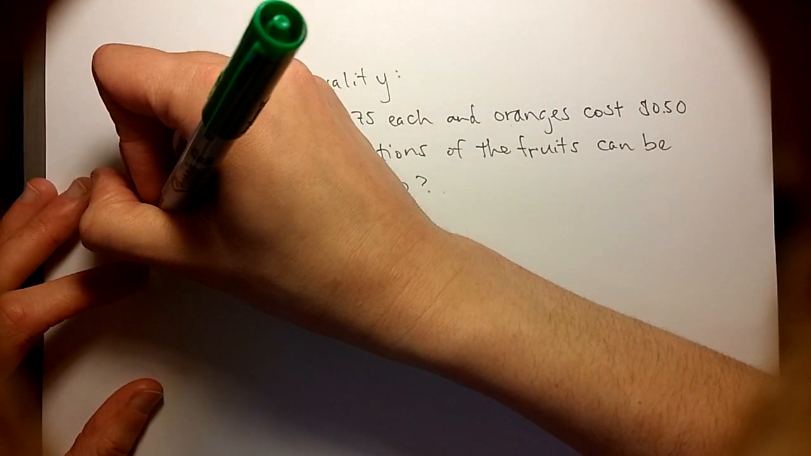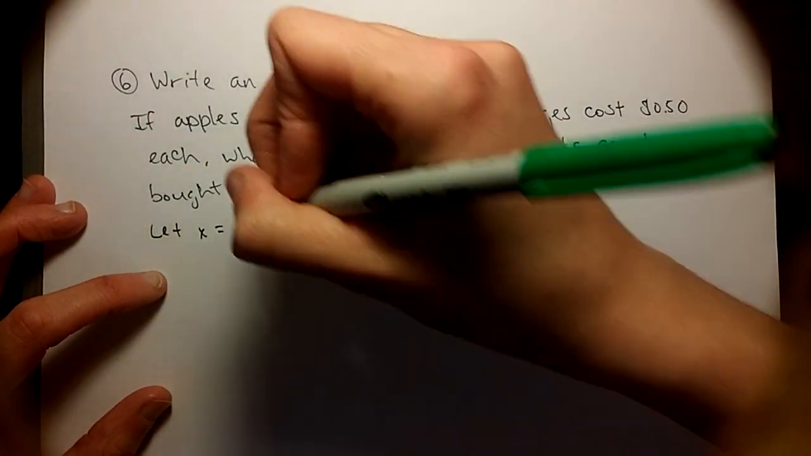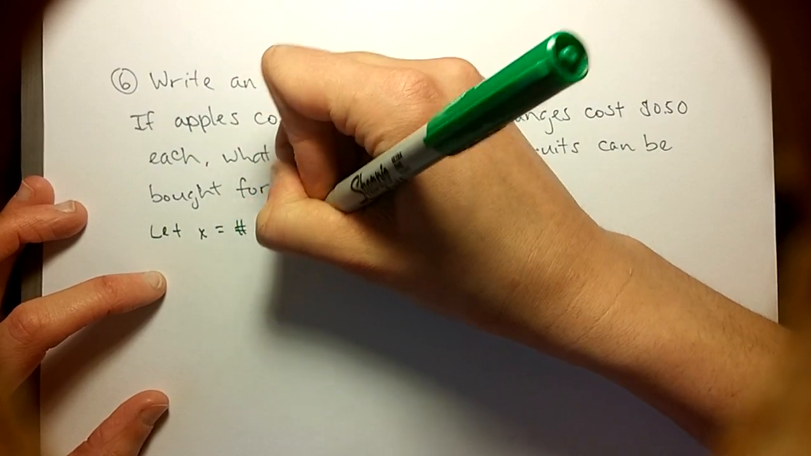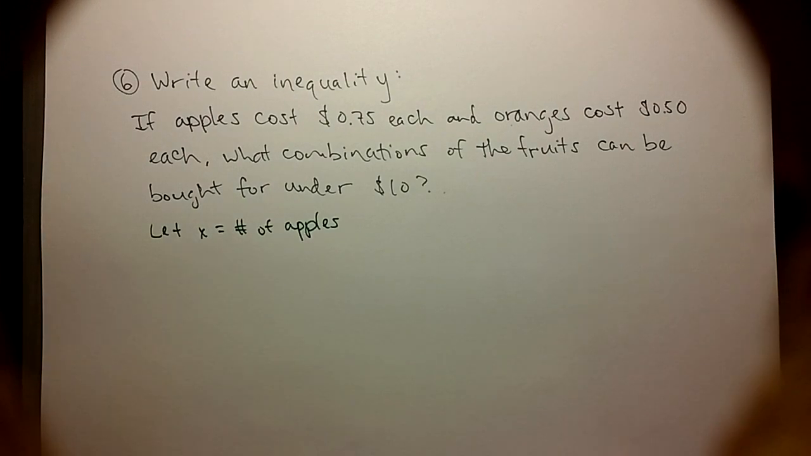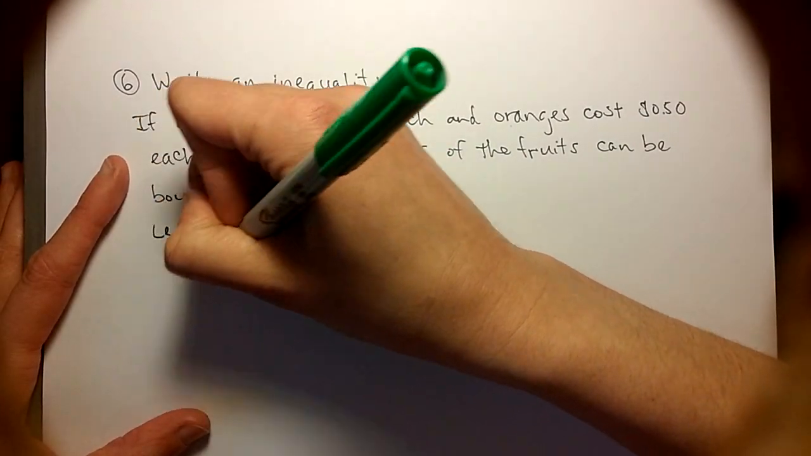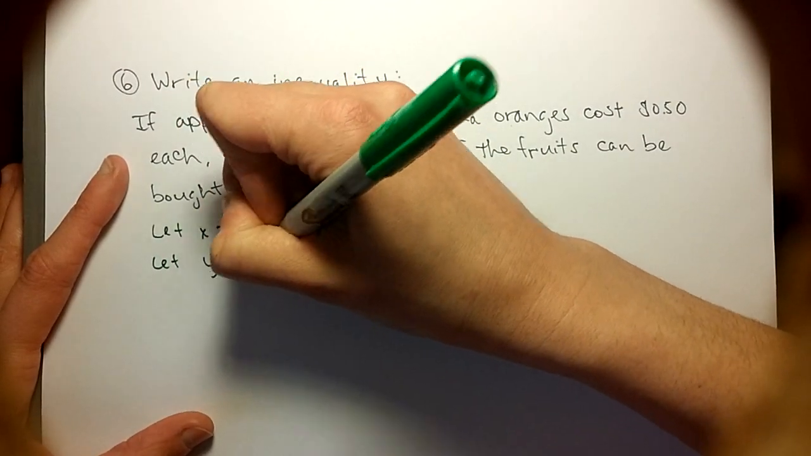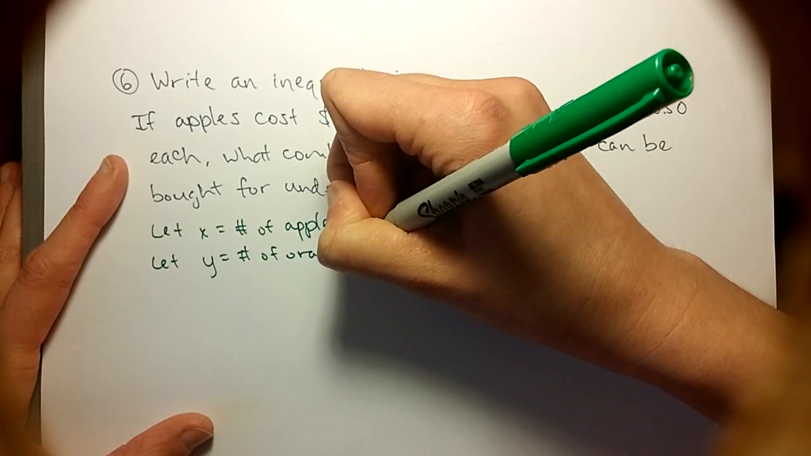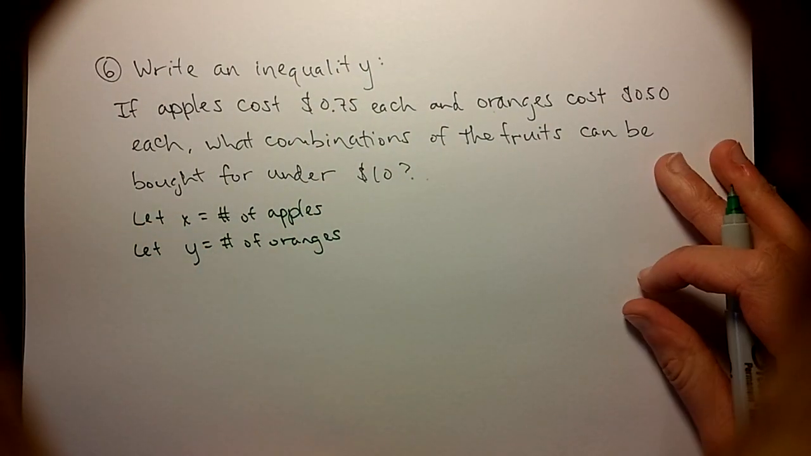So I'm going to define my variables and say let x equal the number of apples, because we need something to represent that. That's a number sign, not a hashtag. And then I'm going to have y. So I'll say let y equal the number of oranges. I wouldn't use O as a variable just because it's going to look like a 0 and that can be confusing. So I'm just going to use x and y for my apples and oranges.